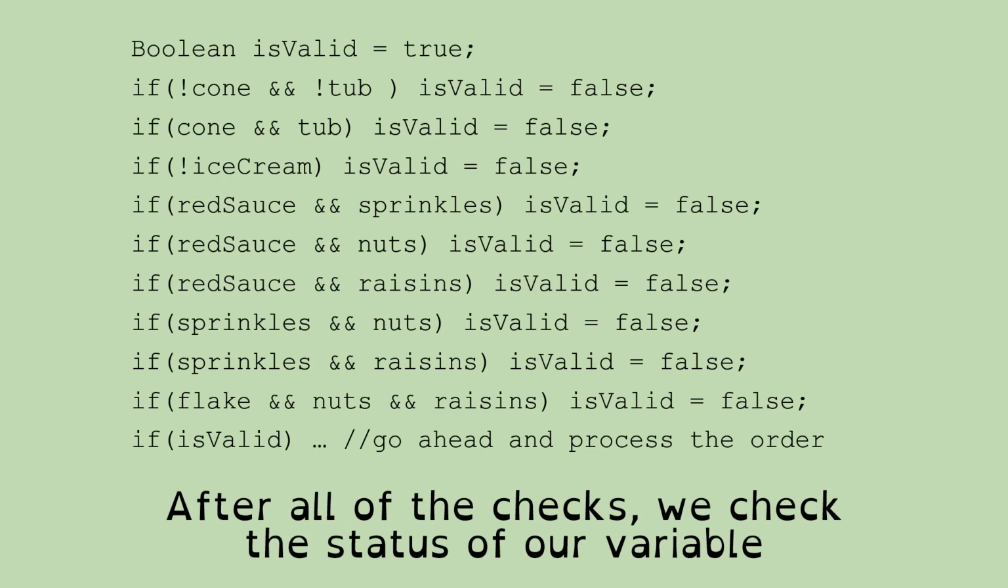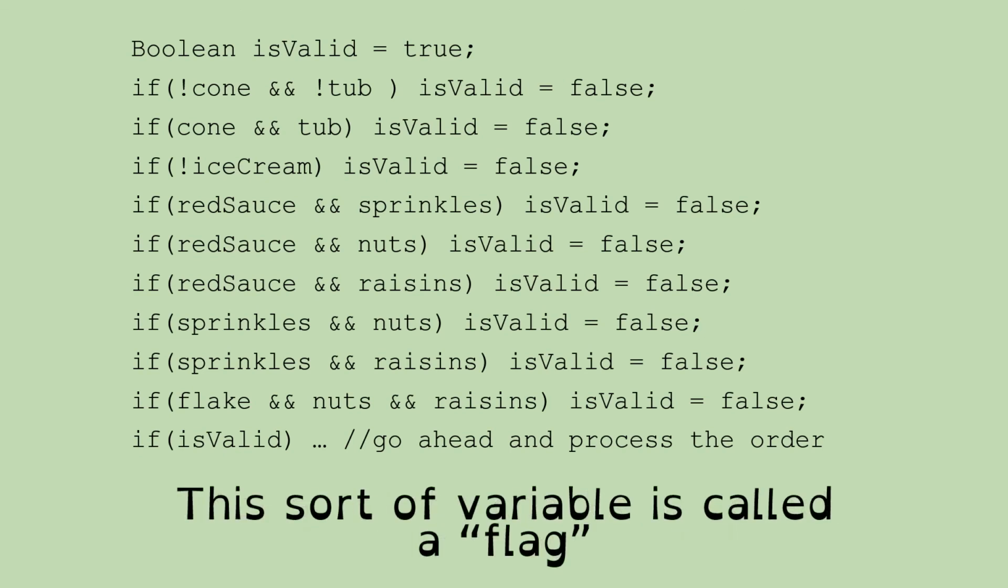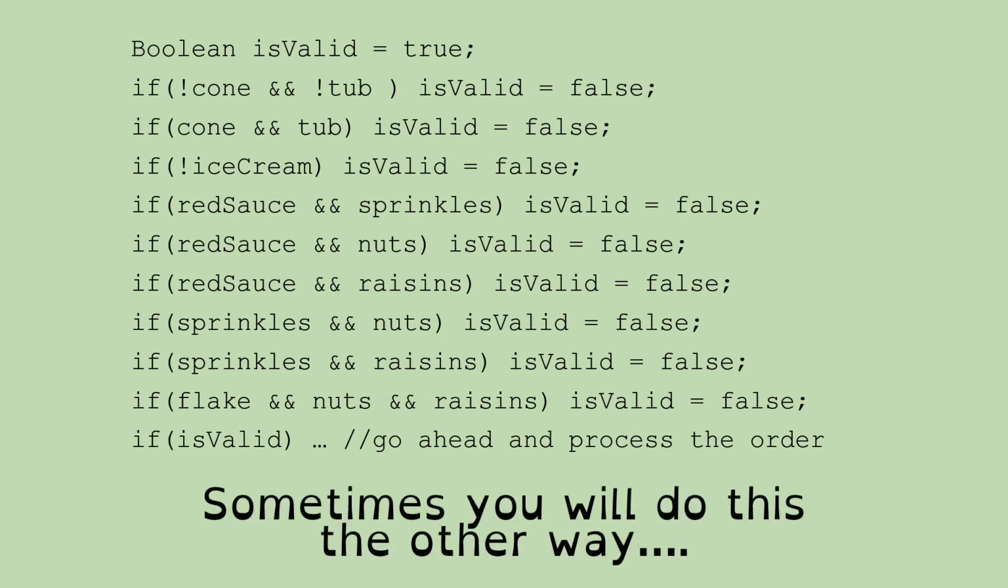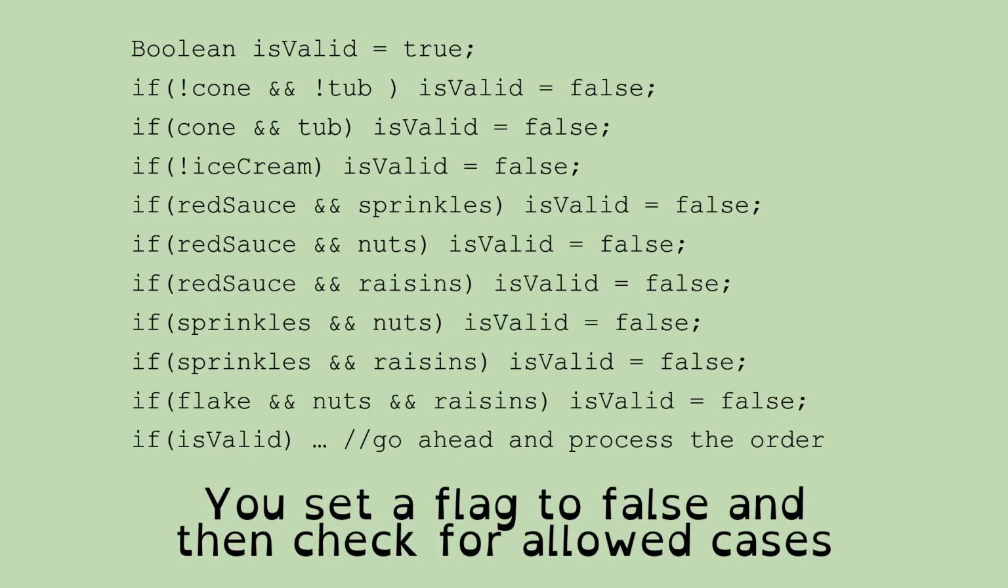This kind of use of a variable is called a flag, and it's a fairly common way of dealing with complex conditions in programs rather than using one long complicated if statement, if you can separate it out into a set of invalid cases. Sometimes you can do this the other way, so it may be more reasonable to have a flag that you set to false initially and then you check through for allowed combinations.